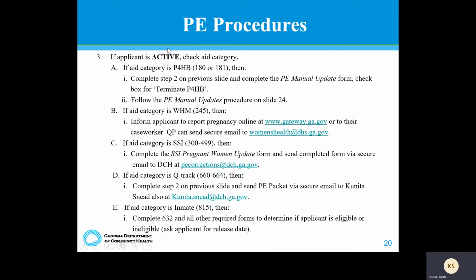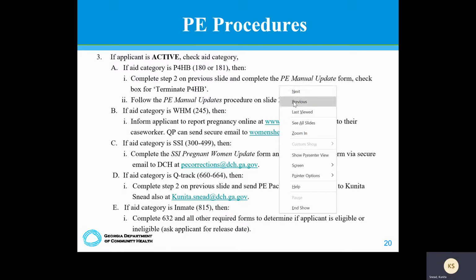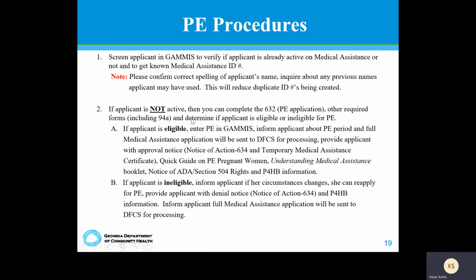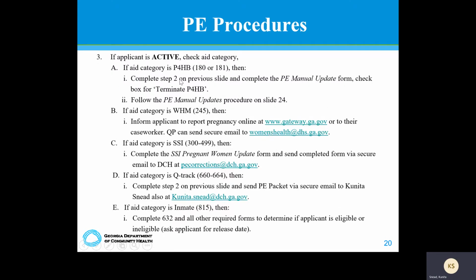So if the person is active after you screen them, if they're active on P4HB 180 or 181, you're going to complete the steps that we just went over in number 2. You're going to do a PE application on them, do all the required forms, and then make an eligibility determination to see whether that individual is eligible or ineligible. Once you have done that, if the person is eligible, then of course, enter the PE into gamus and do all the rest of your necessary steps.